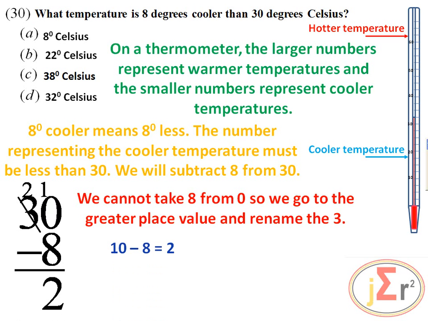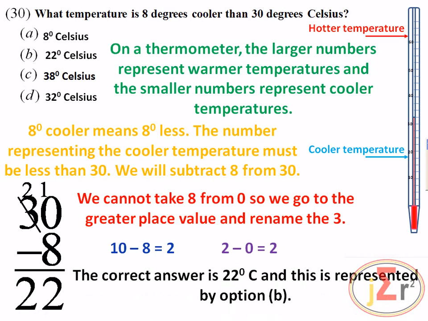And do we have anything to take away from this 2, Jerry? No. What will we do then? Bring down the 2. So the 2 will be taken to the place value where it belongs, right there. And the final answer is 22 degrees Celsius. The correct answer is 22 degrees Celsius, and this is represented by option B.